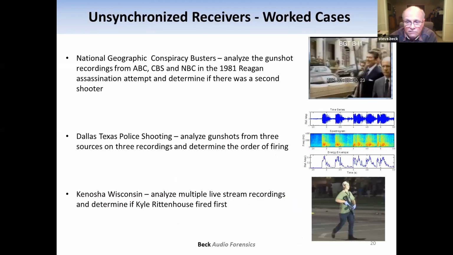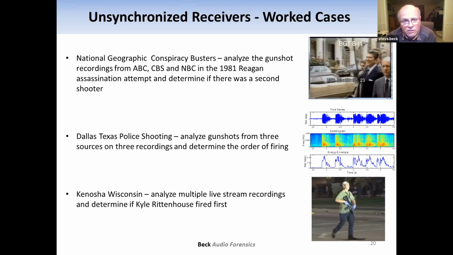So I've actually worked three analysis cases. The first one that I got was National Geographic Conspiracy Busters. That is a show that they still haven't aired, but I'm hoping someday they will. And they asked me to analyze the ABC, CBS, and NBC recordings of the 1981 Ronald Reagan assassination attempt and determine if there was a second shooter. So again, we have three microphones. You don't know exactly where they are, and they're certainly not time synchronized.